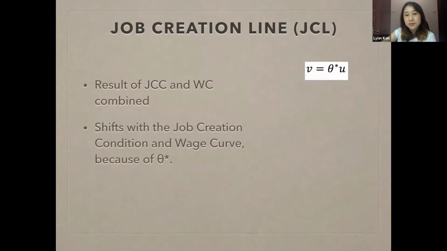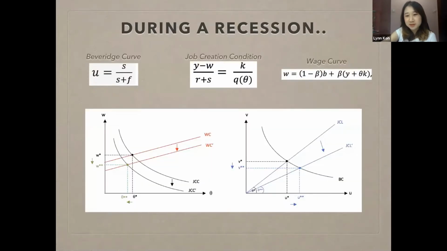So if you combine this equation with the job creation curve from before, in turn you get unemployment rate star and theta star, and we call this the job creation line. I appreciate that was quite technical, but this is where everything ties together and starts to make a bit more sense. So we combine the three curves together on a diagram to explain what happens during a recession.